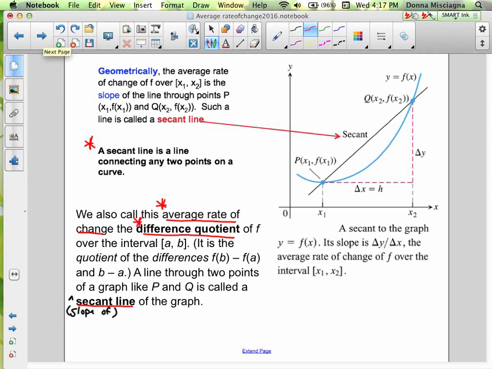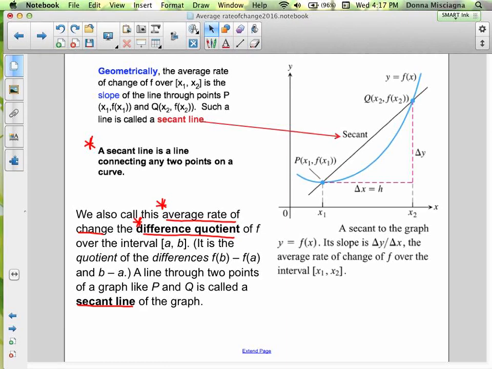Over the interval AB. We call it the difference quotient because it's the quotient of the differences. The differences between the value of the function over the differences in the x values. Right? So a line through 2 points on a graph through P and Q is called a secant line of the graph, right? And we can find the slope of that. Right, so you should know that the average rate of change, the difference quotient over an interval, and the secant line is all talking about the same thing.